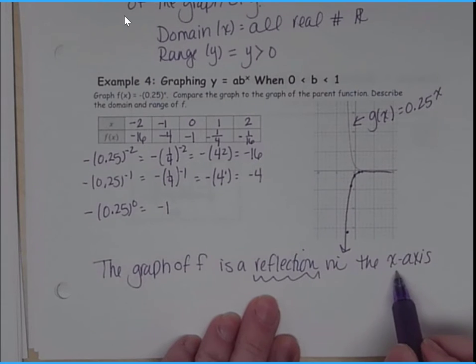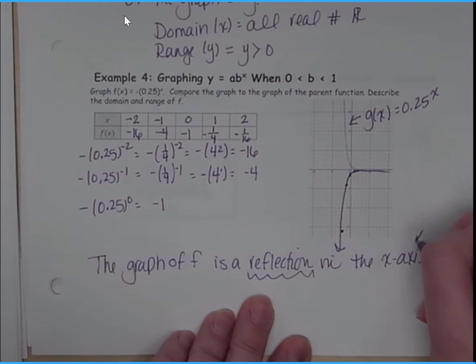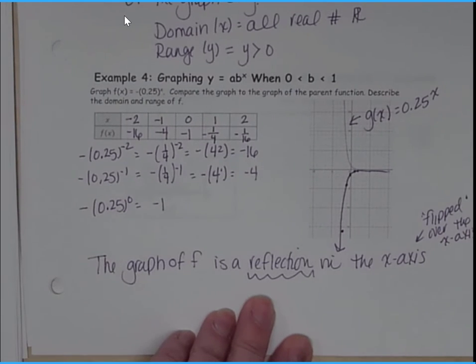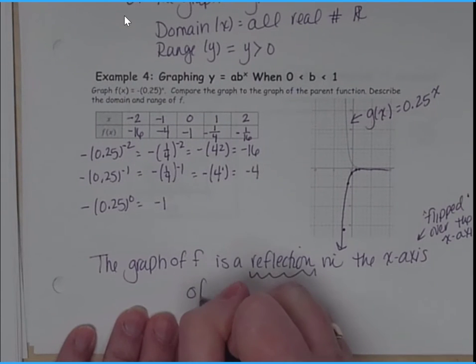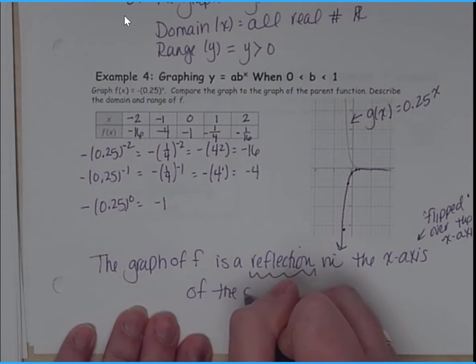It's a reflection in the x-axis because it flipped over the x-axis. So it's a reflection in the x-axis of the graph of g.